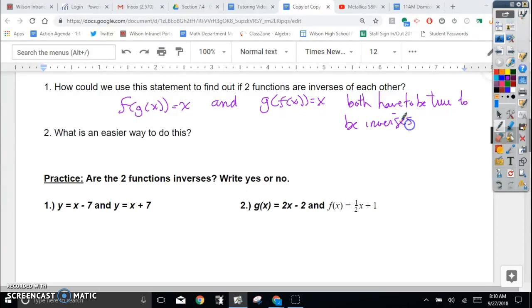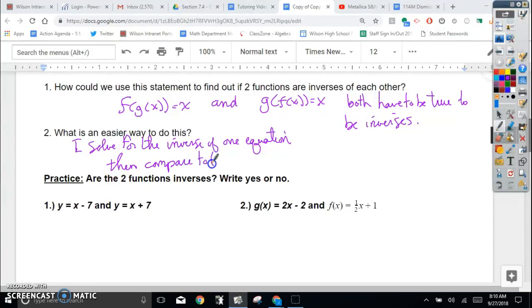Now, that still has nothing to do with functions. What is the easier way to do this? I usually like solving. I solve for the inverse of one with one equation, and then I compare it to the other. If they match, you know they're inverses. If they don't match, then they're not inverses. That's usually how I like doing it. I'll do it both ways though. So I'll do the first one using this definition, and I'll do the second one using this kind of idea.